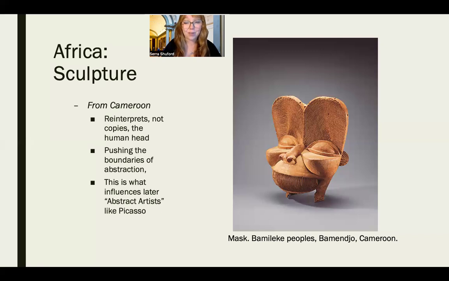crediting early on. Now we can recognize that, but for a very long time, we just think about Picasso as being this ingenious, new, pushing, cutting edge guy. But he takes a lot of influence from others as well.